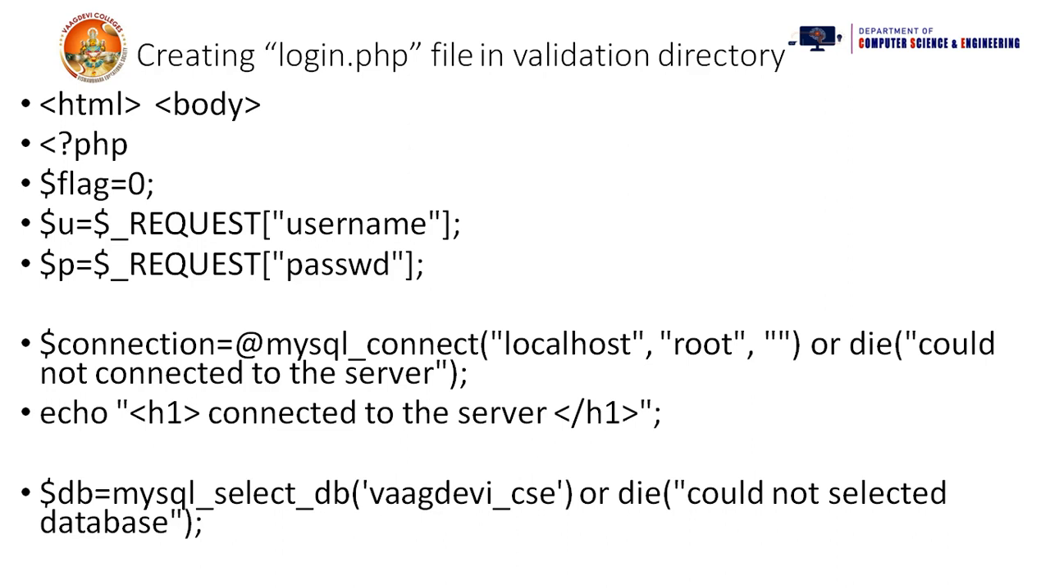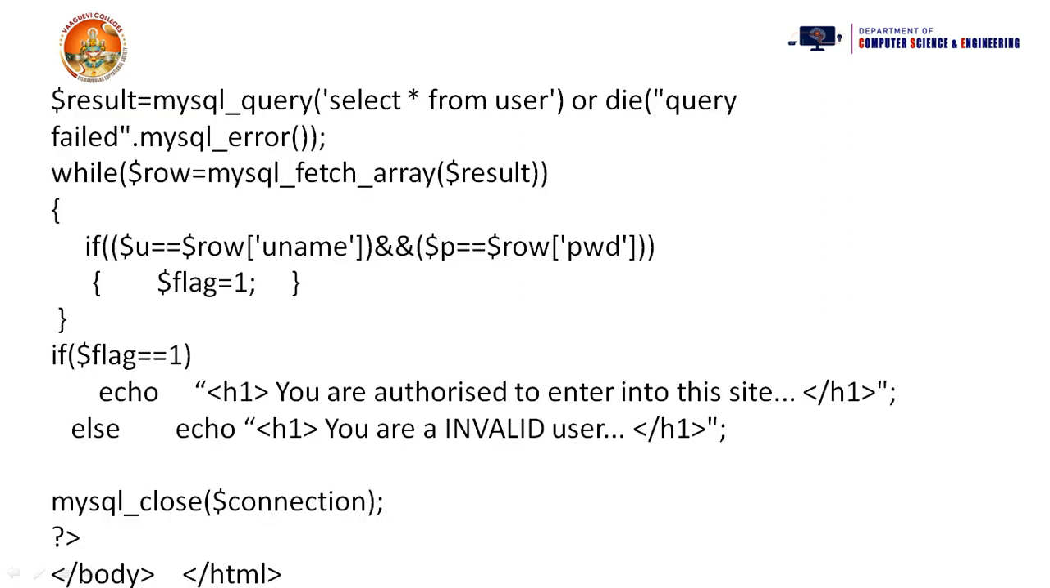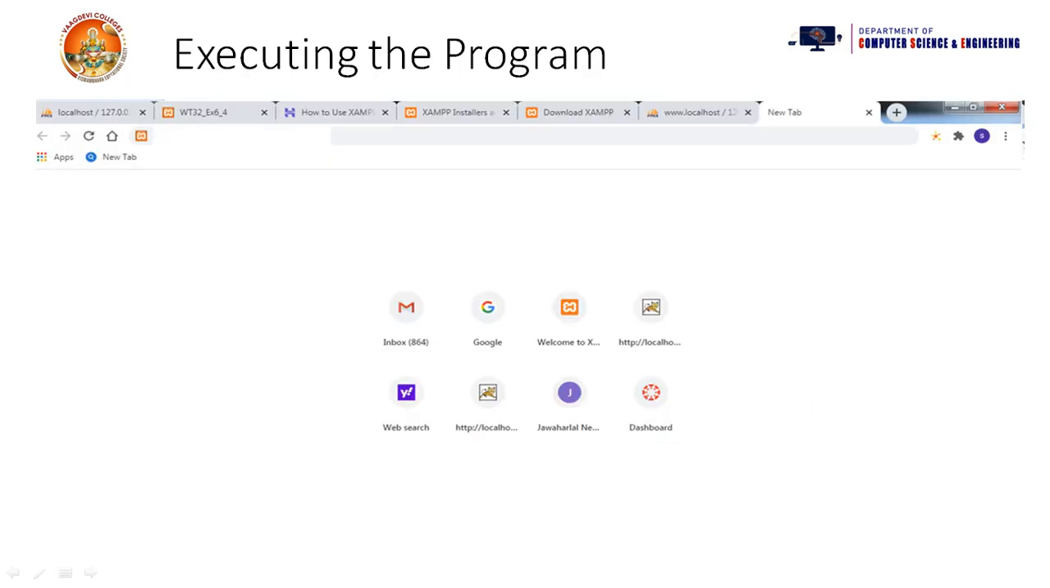Next, we have to connect with the database. vaagdevi_csc is the database. Otherwise, we will get an error message, could not select database. And we need to select the table. User is the table name. Then we fetch the records, the username and password which match with the login page. If everything is fine, then we will get valid user, otherwise we will get invalid user.